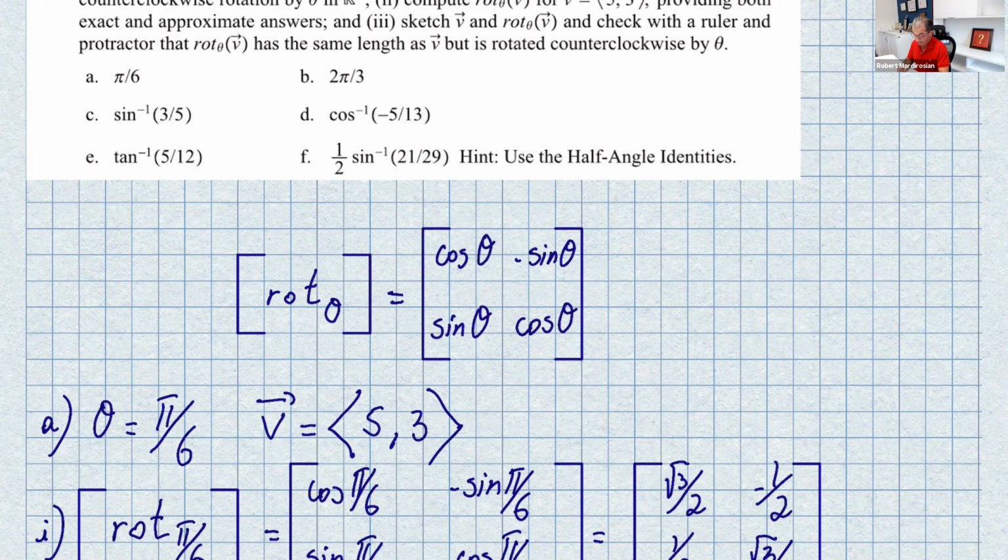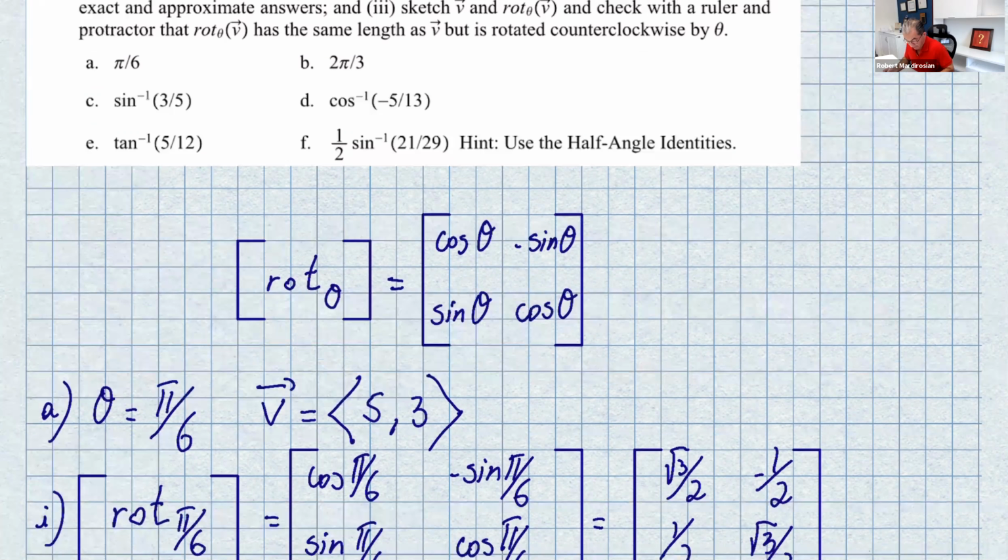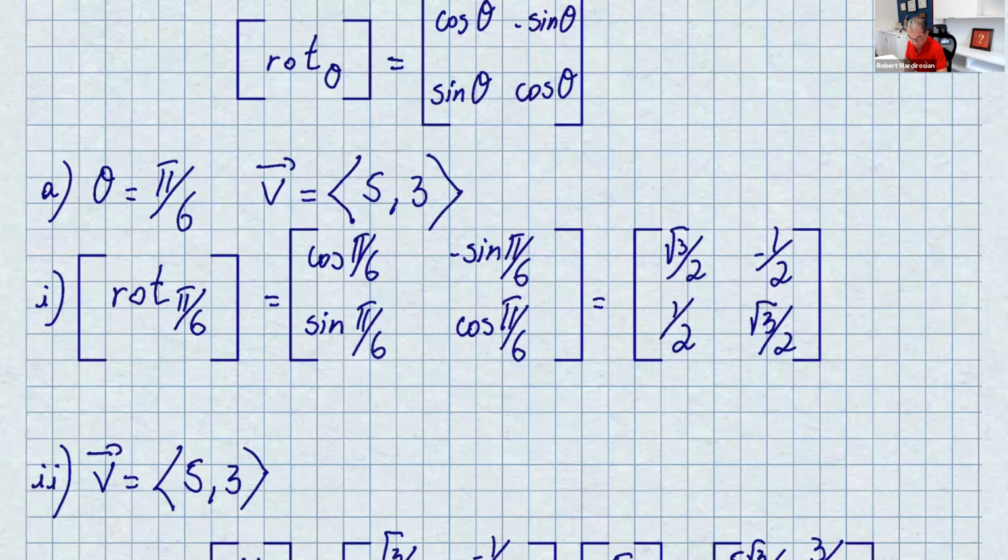also is cosine theta, minus sine theta, sine theta, cosine theta. That means if you take a vector and multiply it by that matrix, for any given theta, that matrix is going to rotate that vector counterclockwise. So let's go over this example, see how this works.